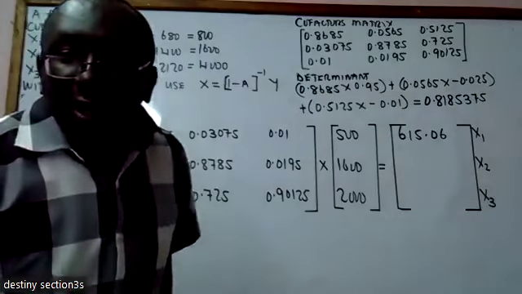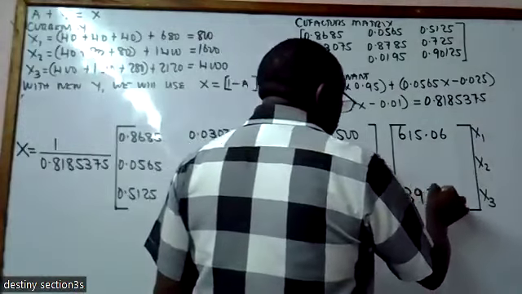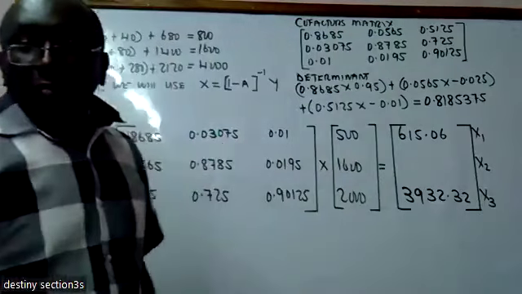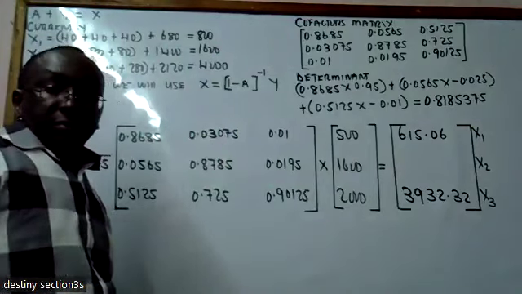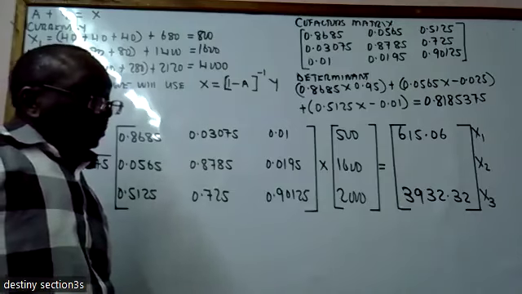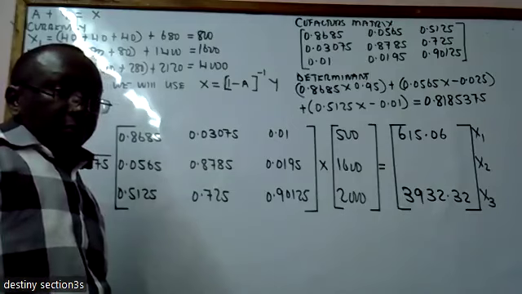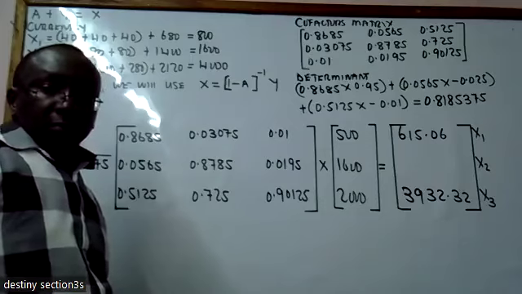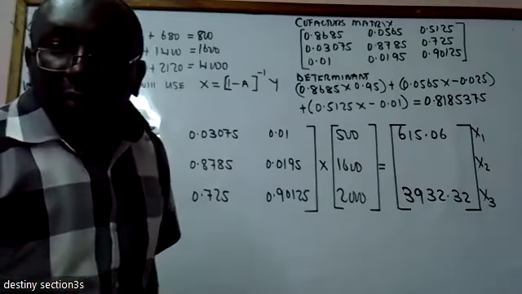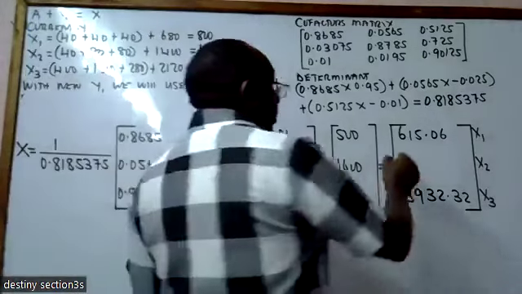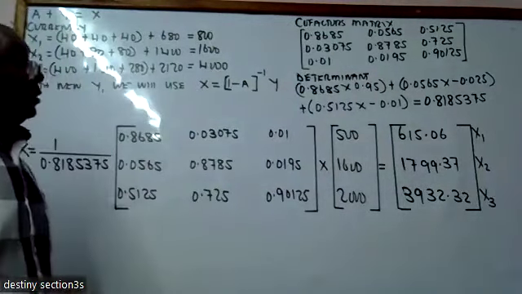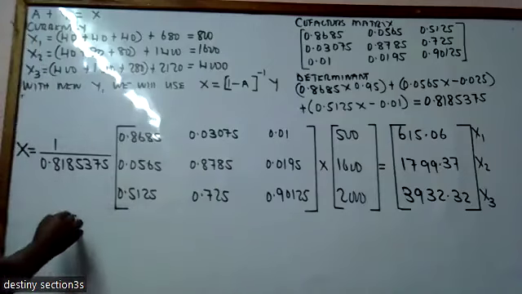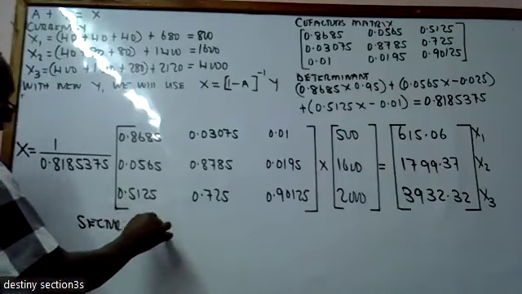Hilary, give me the next. X3, 39.32. Give me now the X2. Hilary, Beatrice will tell us whether she's able to confirm. 1799.37. Good. Yes, even Beatrice. So those are the answers. So that means now we will tell the final output.